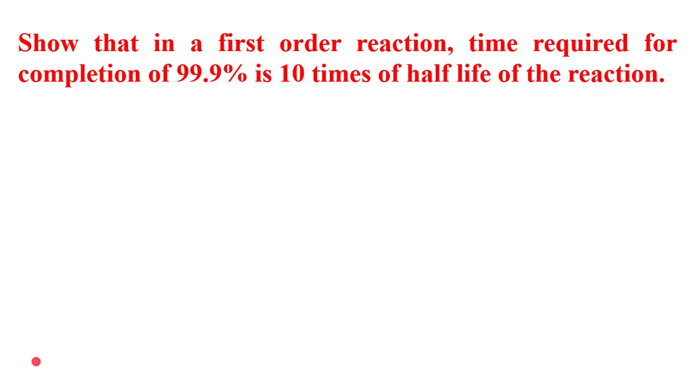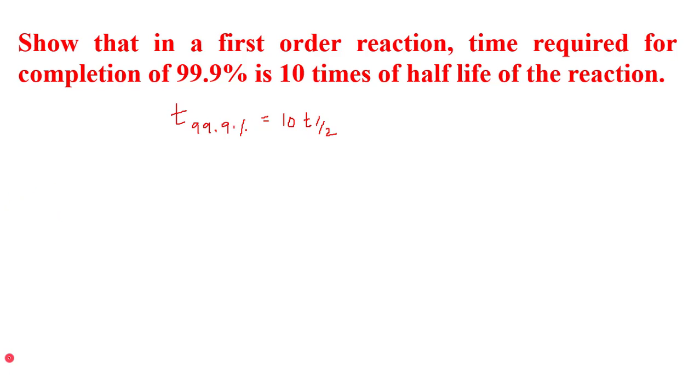Show that in a first order reaction, the time required for completion of 99.9% is 10 times the half-life of the reaction. In this question, you have to prove that the time required for 99.9% completion of a first order reaction is 10 times the half-life of the reaction, that is 10 into T half, or 10 into T 50%, right? So you have to prove that the time required for 99.9% completion of the reaction is 10 times the half-life of the reaction, right?